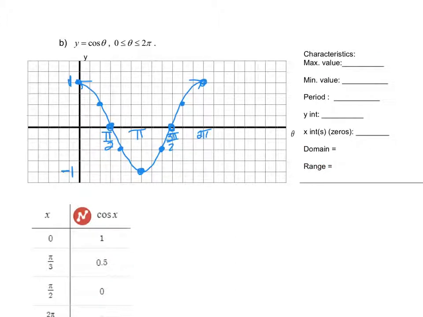So again, we go up to 1 for a max, -1 for a min, a period of 2 pi. My y-intercept, I'm now crossing right here, the y-intercept being 1. My zeros that I can see here are pi over 2 right here and 3 pi over 2. So we'll go and put those down.